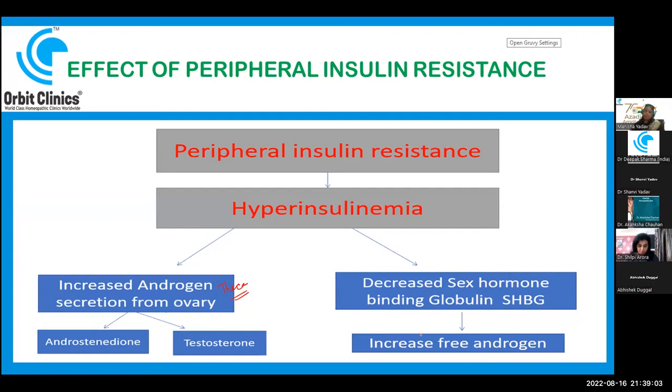And what this androgen will do in the body, how it affects, we will discuss later. But first we are trying to get the causes or ways through which androgen is increasing in the body. So one perspective is the peripheral insulin resistance, which is leading to increased androgen in the body. Is it clear till now? Is there any query? No, ma'am.